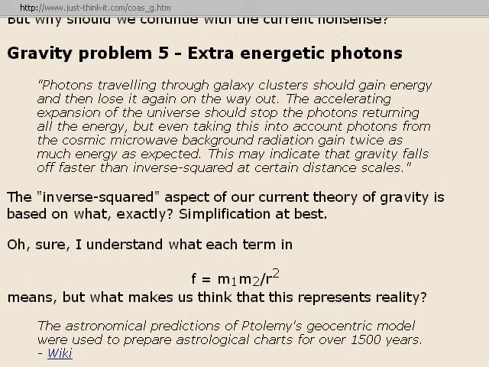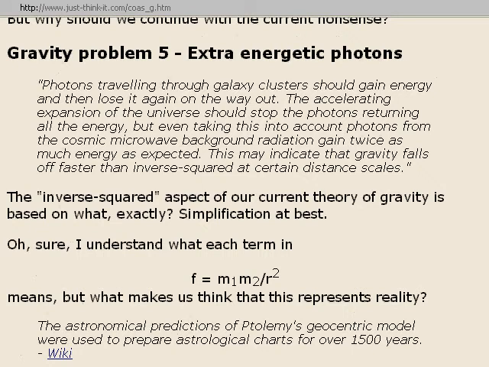The inverse squared aspect of our current theory of gravity is based on what exactly? Simplification at best. Oh sure, I understand what each term in F equals m1 m2 over r squared means, but what makes us think that this represents reality?